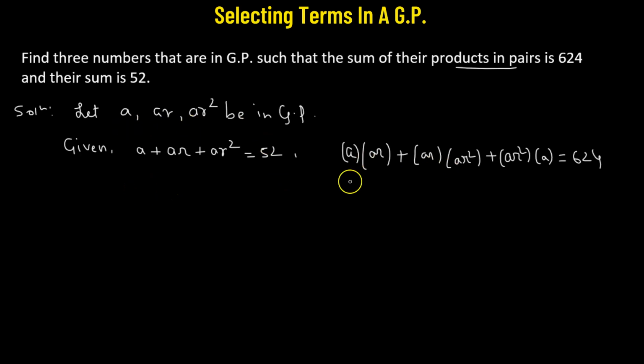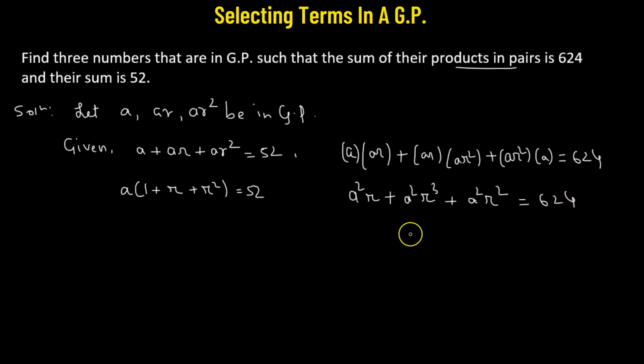So let's begin. Here we have a, so if we take a as the common factor, we have a times 1 plus r plus r squared, which is equal to 52. We'll set it aside for the time being. So let's simplify the second equation. Here we have a squared times r plus a squared times r cubed plus a squared times r squared, which is equal to 624. Now we take a squared times r as the common factor, so we get a squared r times 1 plus r squared plus r, which is equal to 624.